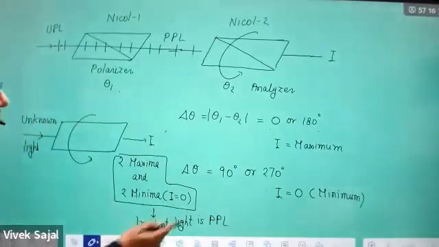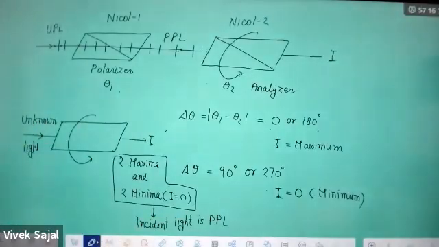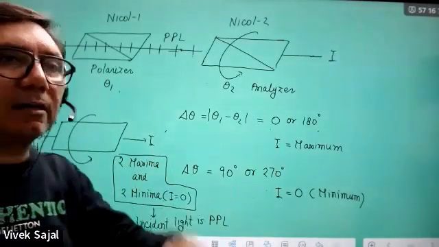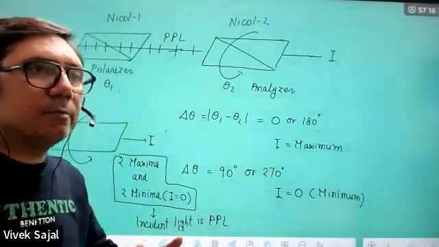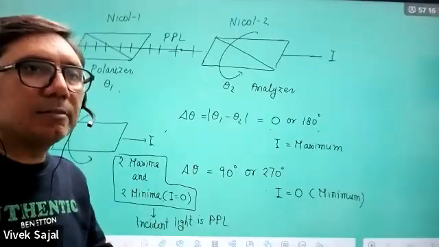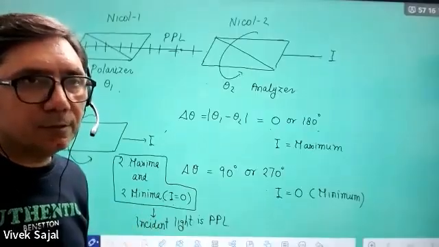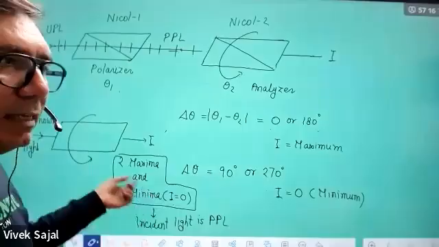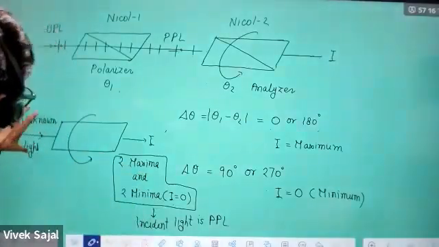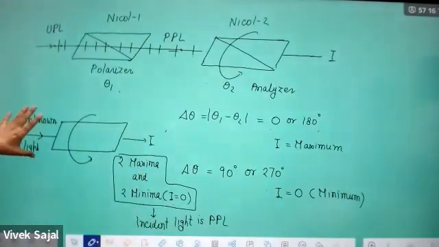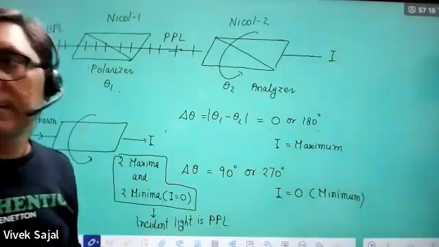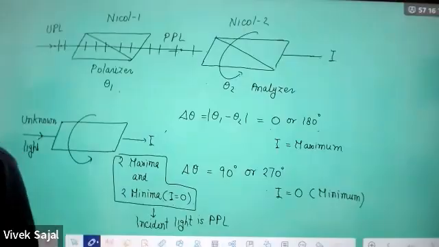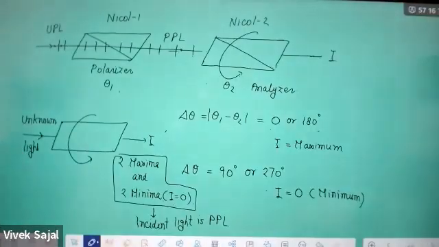So this is a test for plane polarized light. If plane polarized light is passed through a rotating Nicol, the intensity will become maximum 2 times and 2 times it will become 0. If you get this result with a rotating Nicol, it means your unknown incident light is plane polarized light.